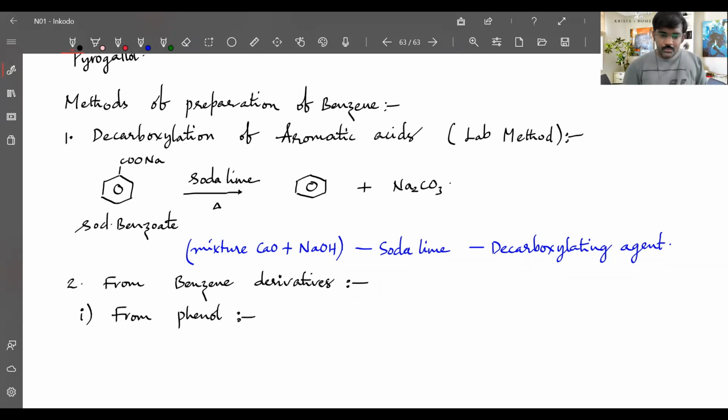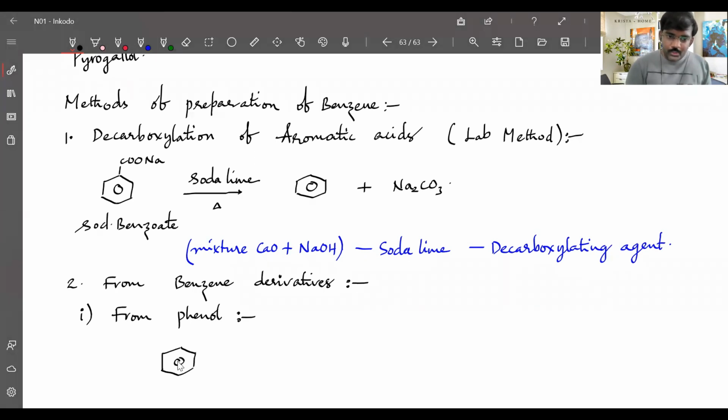So what we have to do with phenol? Very simple, phenol must be heated with zinc dust, until the zinc dust becomes red hot. Up to that we have to heat it. Then it will get reduced to benzene. Phenol means we have an OH group on benzene, right?